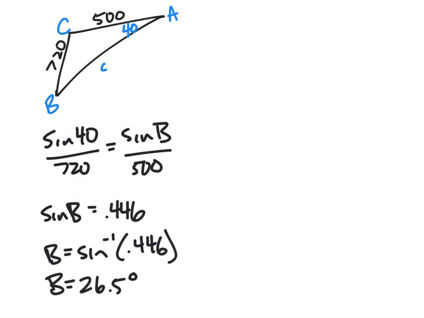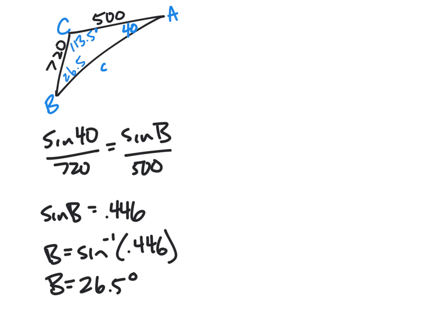Now I can go back to my triangle and plug this in, 26.5. And now I can actually find angle C by just taking 180 and subtracting these two angles. That gives us that angle C is equal to 113.5 degrees.